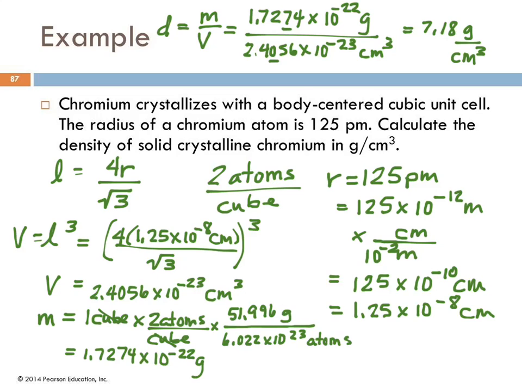Is that a reasonable density for a metal? Yeah, metals are more dense than water, right? Water has a density of 1 gram per cubic centimeter. I happen to remember that mercury has a density of 13.6 grams per cubic centimeter. So 7, it's right in there. Any questions?